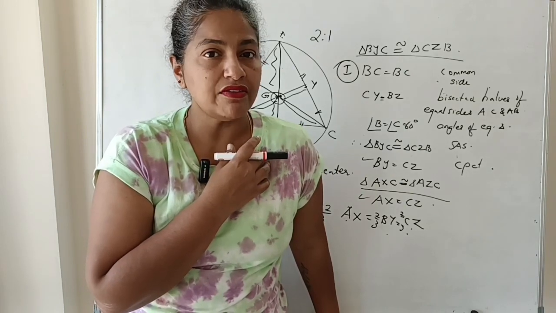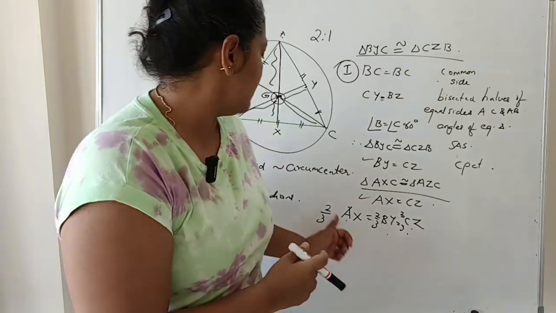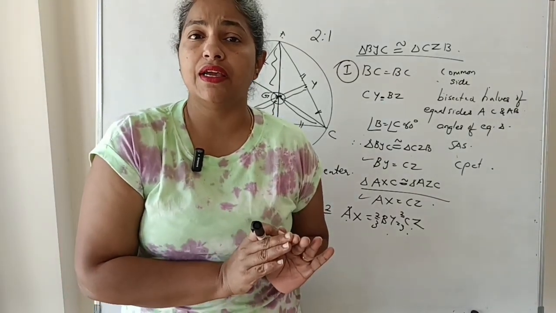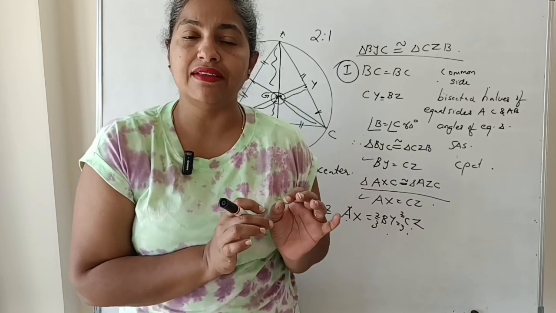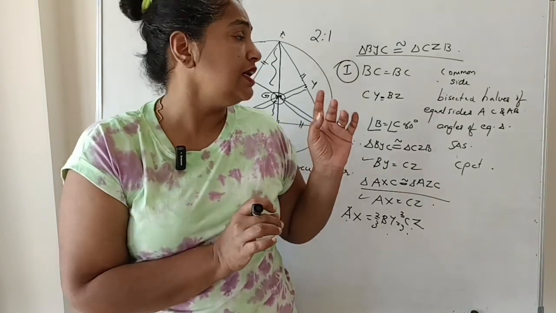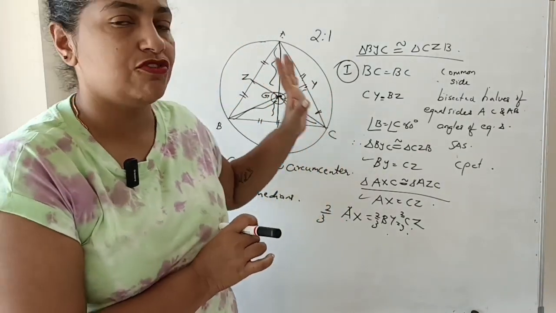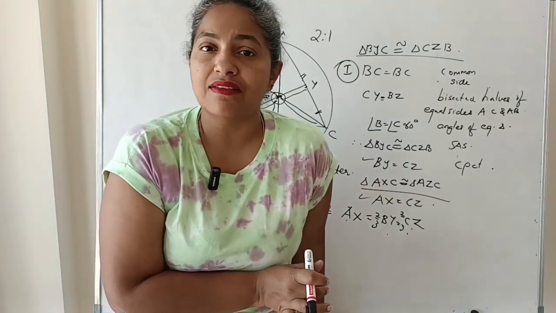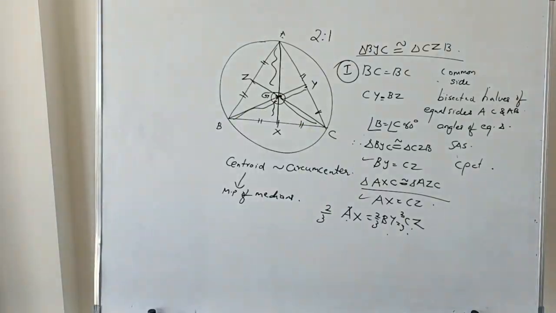Okay, if you are not interested in understanding, I told you, you just need to understand that the centroid and the circumcenter coincide in an equilateral triangle, and that the centroid is at a distance of 2 by 3, or the centroid divides each median in the ratio 2:1. Please understand these 2 points and move on to the last sum in the exercise 10.4.